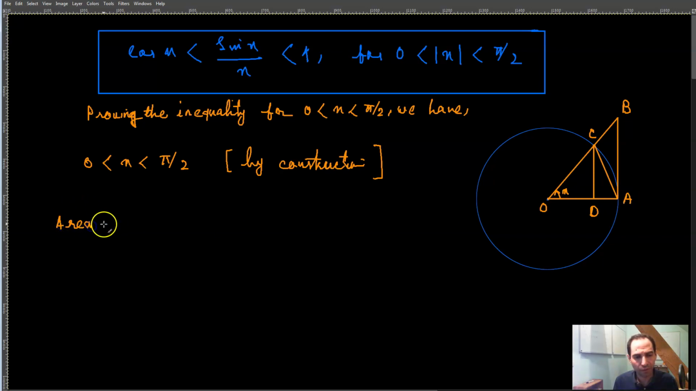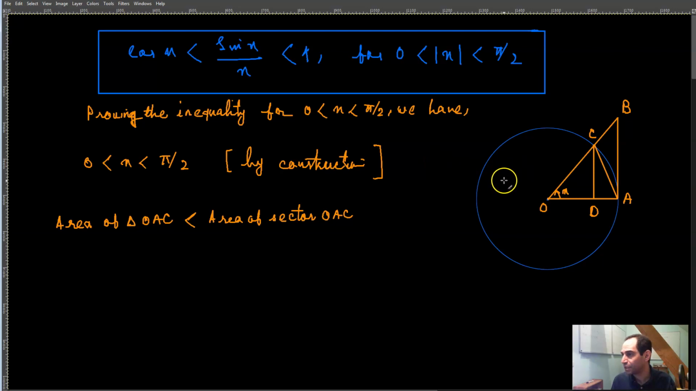the area of triangle OAC is less than the area of sector OAC. Sector OAC would be this sector over here, and of course the area of the sector is greater than the area of the triangle, because the triangle is actually a part of the sector, right?